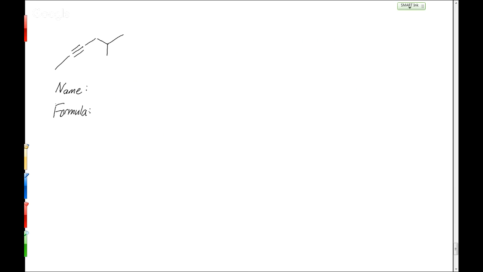Can you start numbering on either end, or do you start numbering where the triple bond would be? At the end closest to the triple bond. So you have to start from the end, but yeah, in this case, you want to start from the left end because that's where the triple bond is closest. So that's what your numbering should look like. The formula is just like the C and the H, right? Right. How many C's and how many H's?